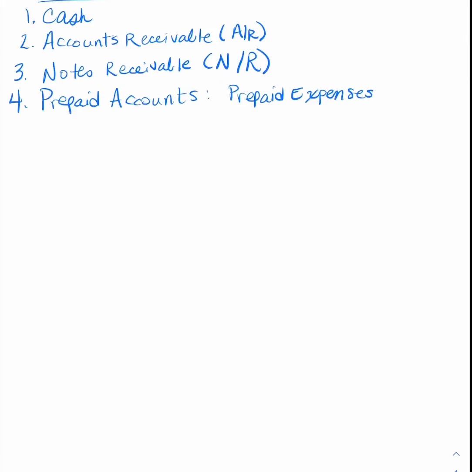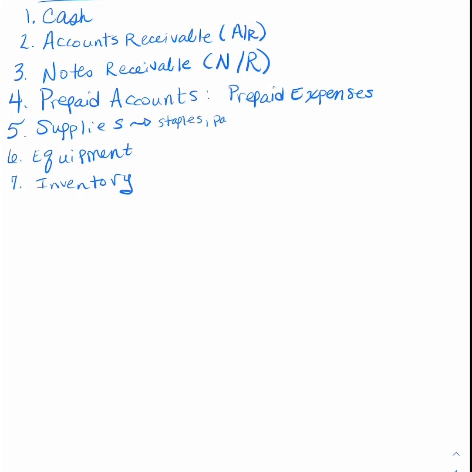The next thing we want to talk about are supplies. And in the same vein as supplies, I want to look at something else that is equipment. And at the same time as that, I want to look at inventory. So, how are these three accounts different? Supplies. This is going to be things like staples, paper, ink that is used to run the business.